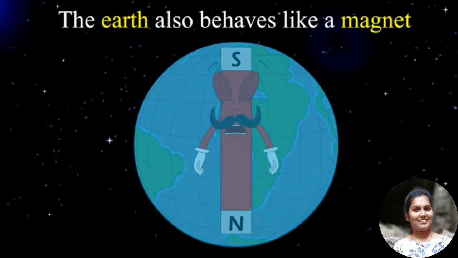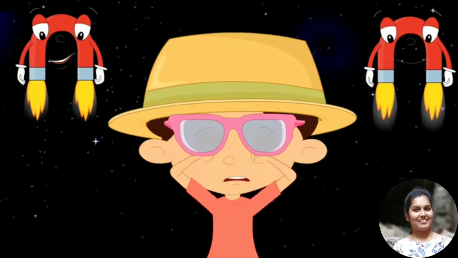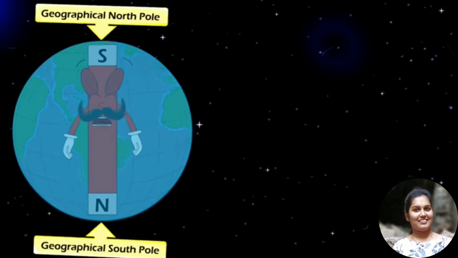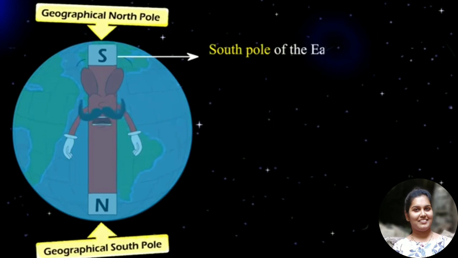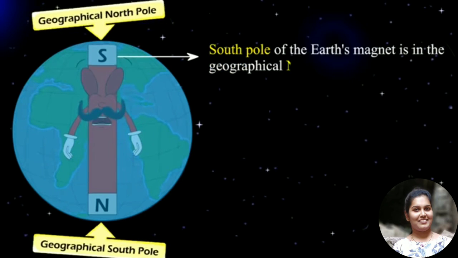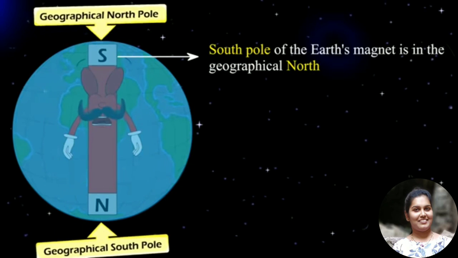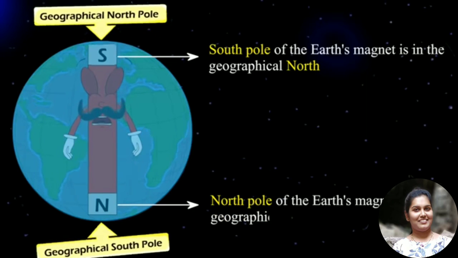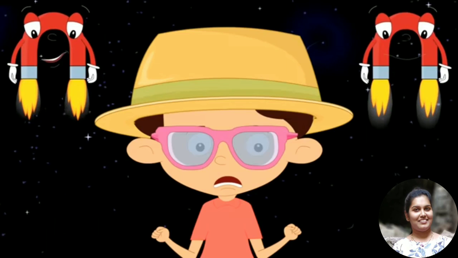Earth also behaves like a magnet. So, here in the animation, like geographical North Pole and geographical South Pole. The South Pole of Earth's magnet is in the geographical north, and the North Pole of Earth's magnet is in the geographical south.